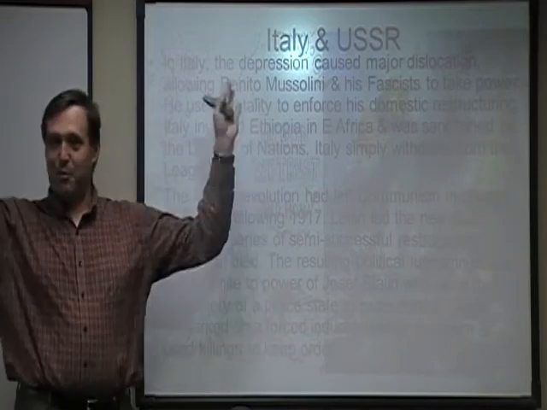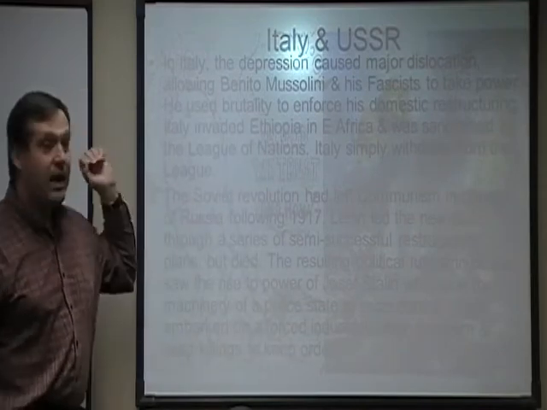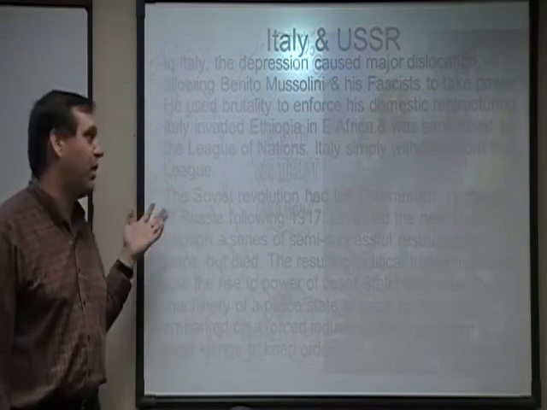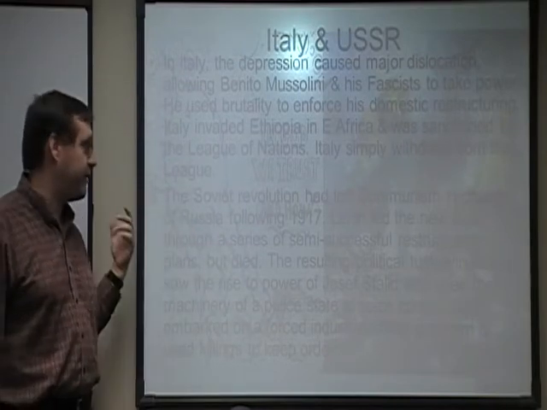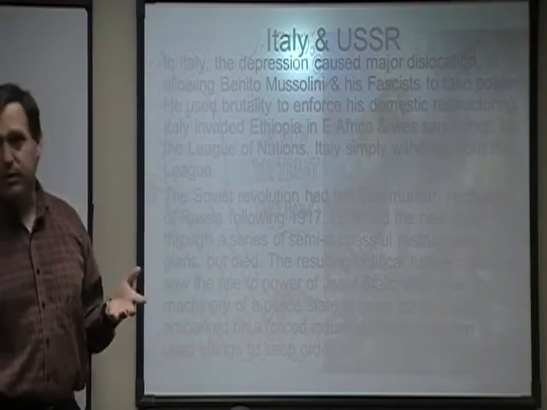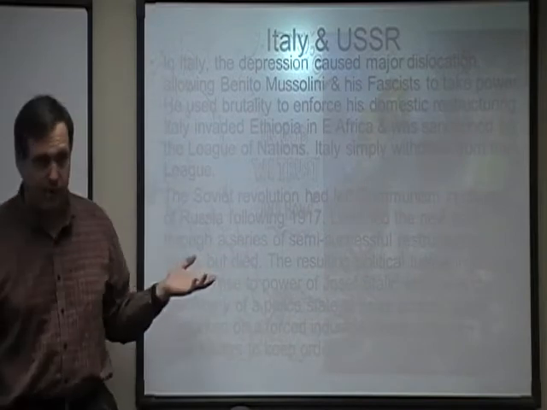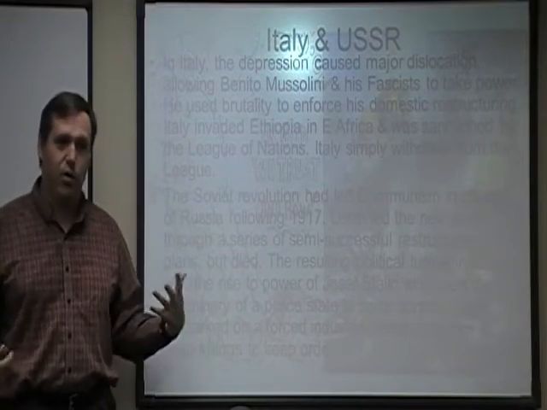he comes out and tells the guys, I'm going to be prime minister, we're going to do things our way, right? He used a great deal of brutality to enforce all the changes that he wanted to do in terms of domestic restructuring. He would send in the brown shirts, and you guys can probably figure out why they're called the brown shirts, because they wore brown shirts.